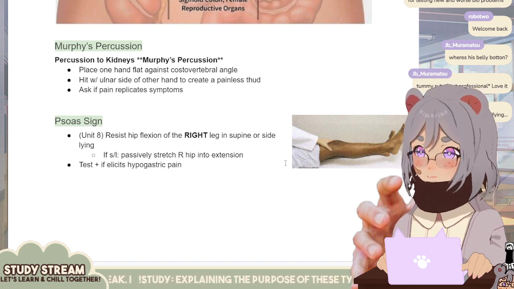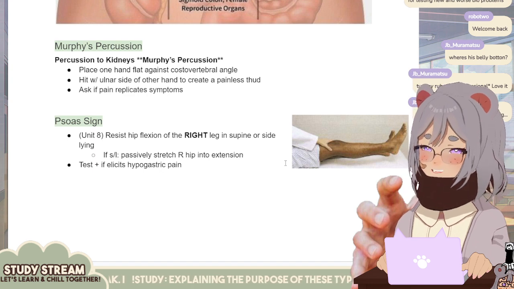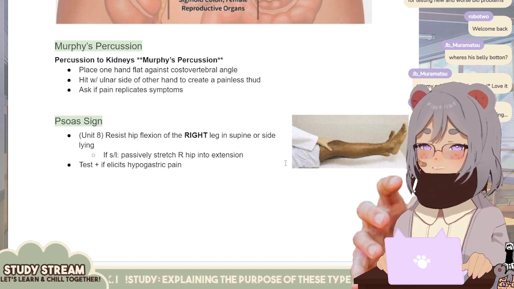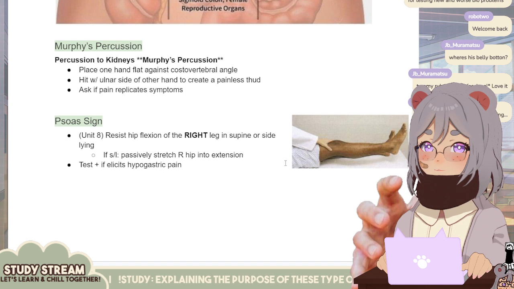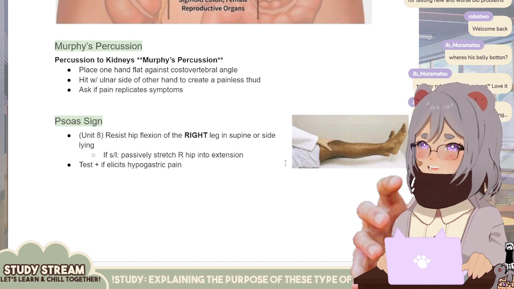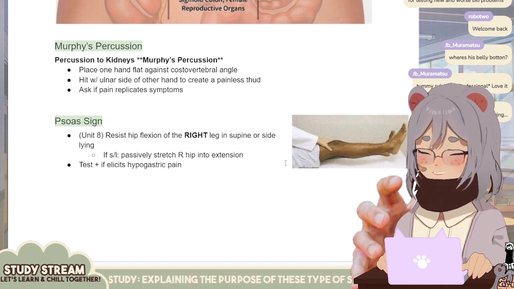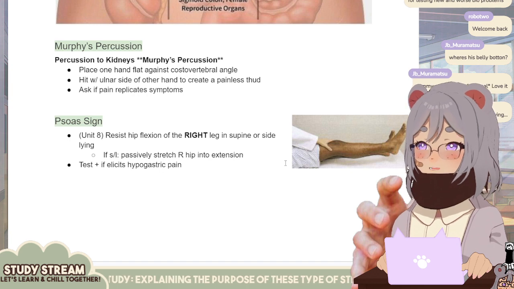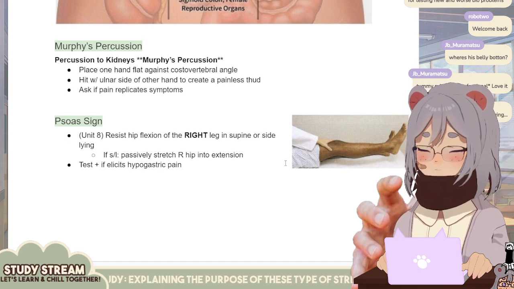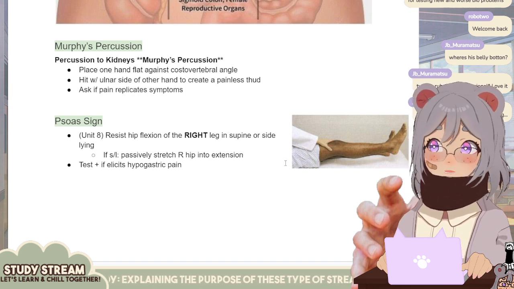You won't be able to hear that, I'm sorry, but you tap them in the back and you basically ask if that replicates any symptoms, and this is supposed to indicate any kidney pathology. It's a really strange test. I don't have a photo for it, so I apologize, but basically you just hit someone's back, but professionally.